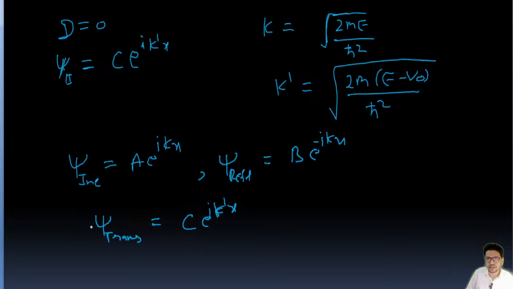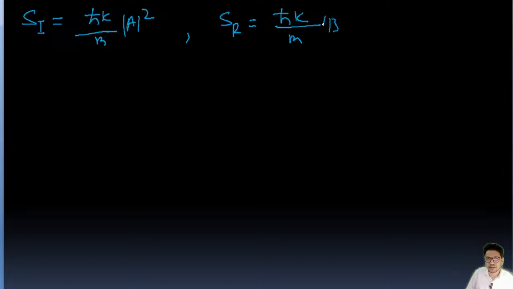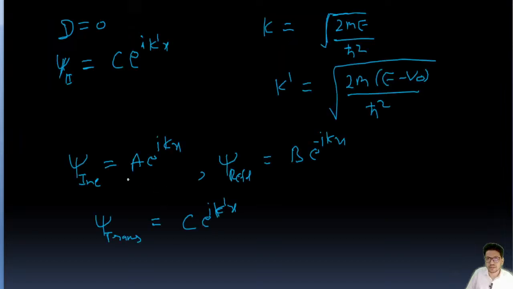Okay, so this is one, and the k and k dash values I have already written. Now we can write SI, the incident probability current density, which is h cut k upon m. I have already explained it in the previous class. Similarly, SR is going to be h cut k upon m mod b square, because these are the values and we know how to get S.